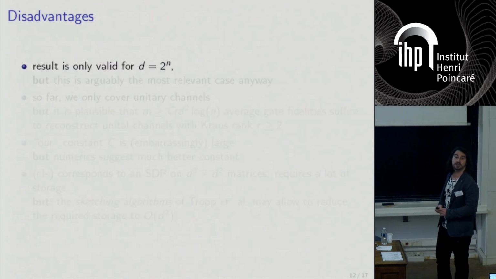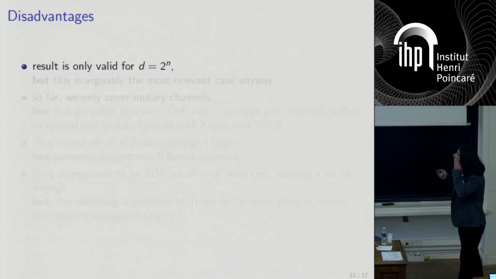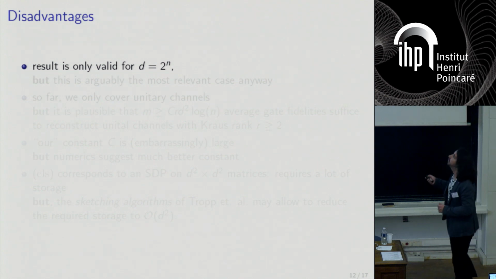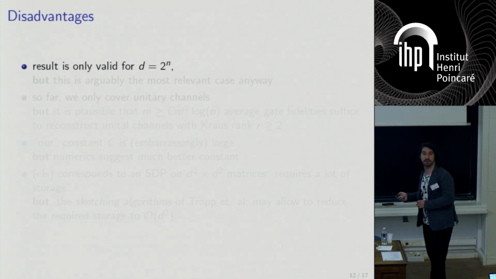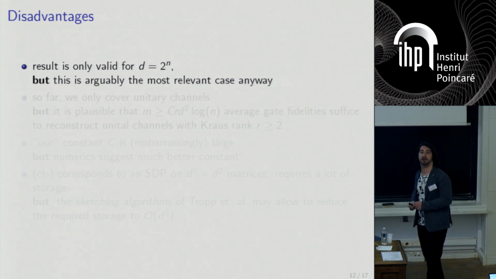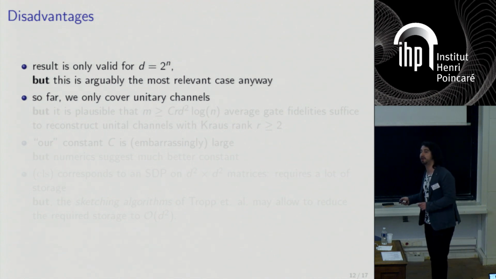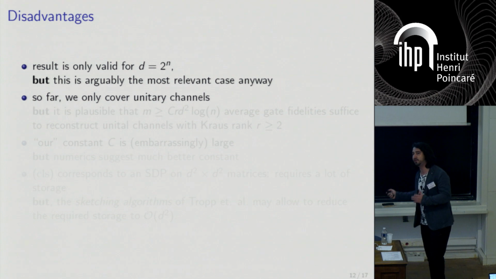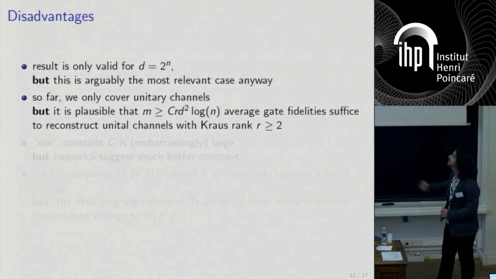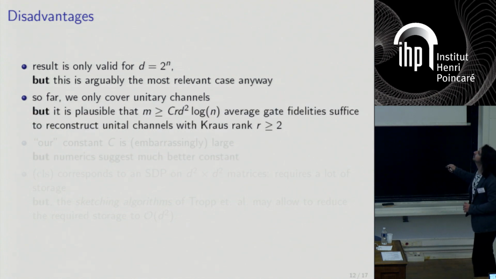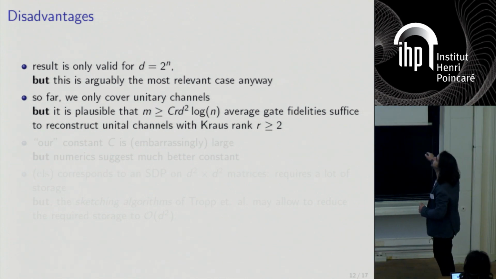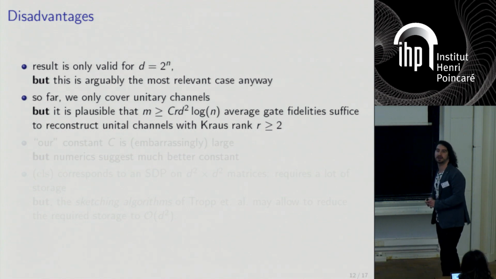There's of course disadvantages as well that I want to list and defend a bit in the monologue. The result is only valid for qubit dimensions, but I would argue that's the most relevant case anyway. So far we only cover unitary channels. That is true. The details in the proof are rather tricky. It's actually not obvious, or very hard, to generalize it, but I think it's still plausible that, when I have regained my strength, it's possible to show that this actually works for channels with arbitrary Kraus rank if we put the Kraus rank into the number of measurements.